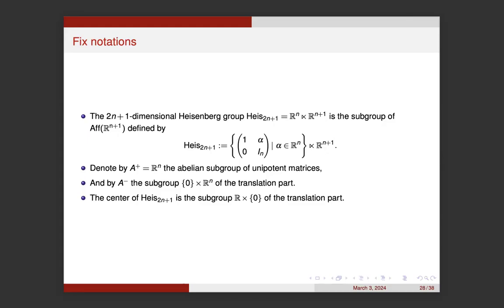Here, the center of the Heisenberg group is one-dimensional. It's exactly the eigenvector here, the vector (1,0,0,0) in R^(n+1). It's fixed by all these matrices, so it commutes with everything. And it is exactly the center of the Heisenberg group. The linear group here is abelian. I call it A+. And the remaining translations, when I remove the center, form an abelian group of translations, which I call A minus.